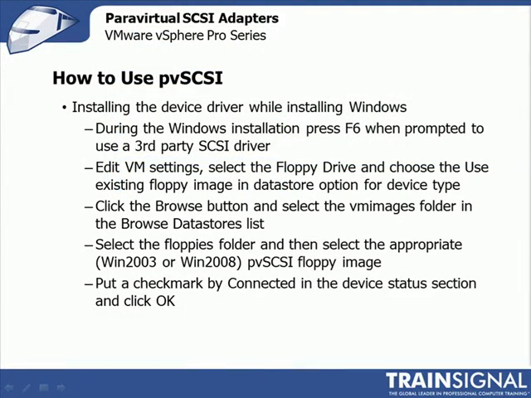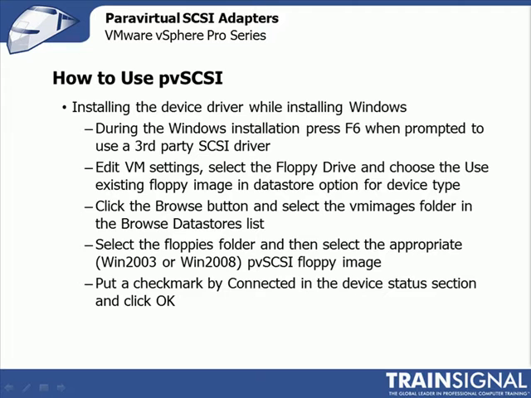After you add a PV-SCSI adapter to a new VM and install Windows, you will need to tell Windows to use a specific driver, otherwise Windows will not see any disks as the PV-SCSI driver is not included in the Windows installation. To do this, during the Windows installation, press F6 when prompted to use a third-party SCSI driver at the beginning of the Windows installation.